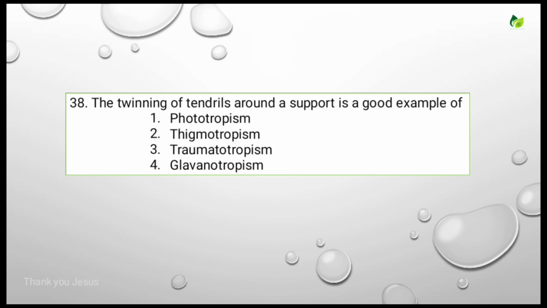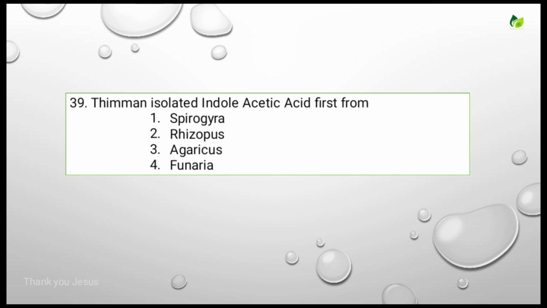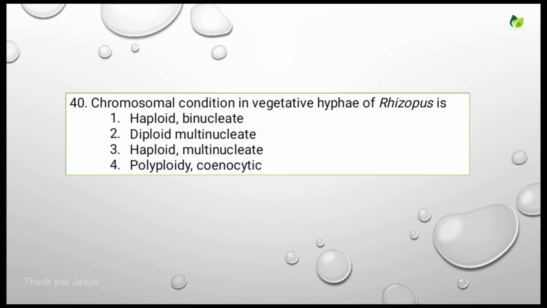The twining of tendrils around the support is a good example of. Options are phototropism, thigmotropism, traumatropism, galvanotropism. So the correct answer is thigmotropism. Twining of tendrils around the support is due to thigmotropism. Let's see the next question. Thimann isolated indole acetic acid, or IAA, first from. Options are Spirogyra, Rhizopus, Agaricus, Funaria. Correct answer is Rhizopus.